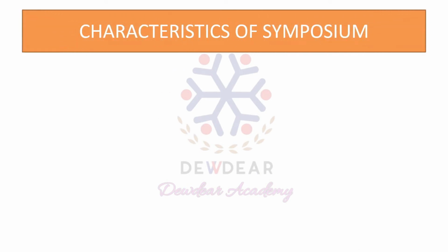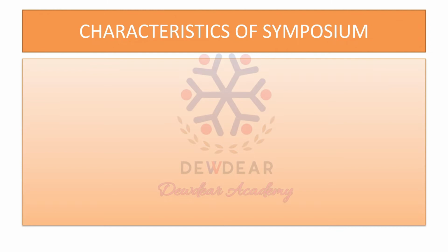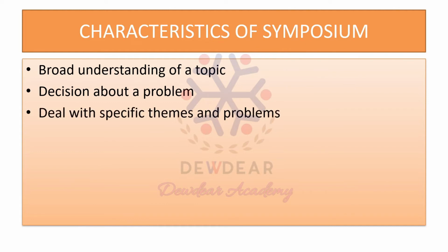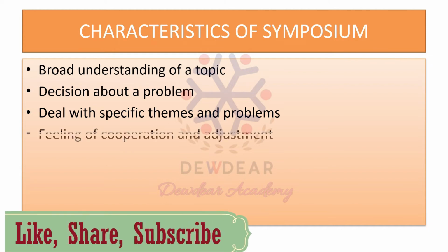Next, I am discussing the characteristics of symposium. The first important characteristic is it gives a broad understanding of a topic, because the different viewpoints of a particular topic are discussed by different experts. Then it helps in making decisions about a problem. It helps to deal with specific themes and problems.